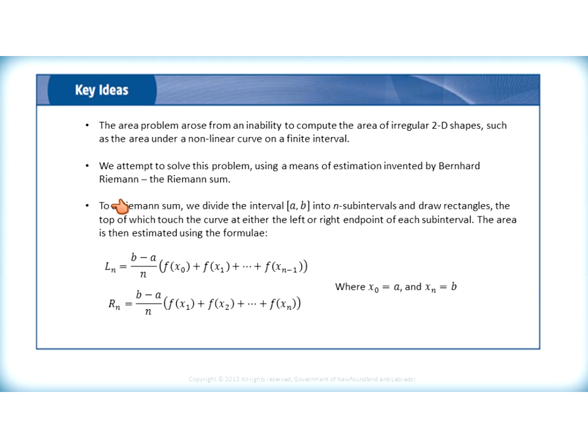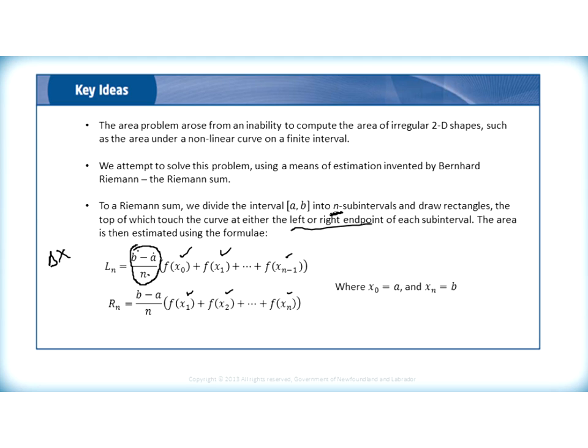So to actually compute a Riemann sum, we divide the interval into n subintervals. So note that we're using the letter n here because it's going to crop up in this formula down here in a sec. So we divide the total interval into n subintervals, and we draw rectangles, the top of which touch the curve at either the left or right endpoint. And the area is then estimated using the following formulae. This one right here, b minus a over n, that's just your delta x. And you find that by taking the length of the entire interval divided by how many rectangles you have. And then for a left sum, we add up all but the last endpoint, the function evaluated at all but the last one. And for a right sum, we add up all but the first one.